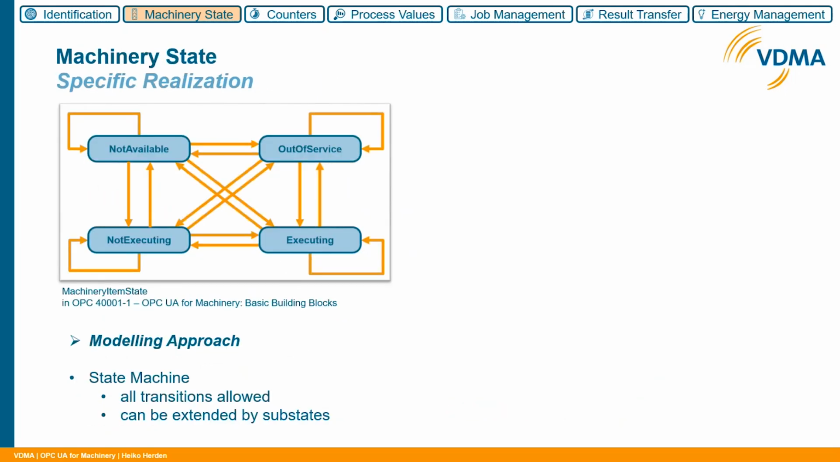How did we solve this? Our modeling approach was to define a so-called state machine where we wanted to have all transitions allowed. So you can go from each state into whatever other state. And the good thing about this concept is that these state machines can be extended by substates. That means that other companion specifications can use the states and define substates to their own needs. Because, of course, at some level, the domains are not so easy to get under one head. At some point, they need to define something more specific.